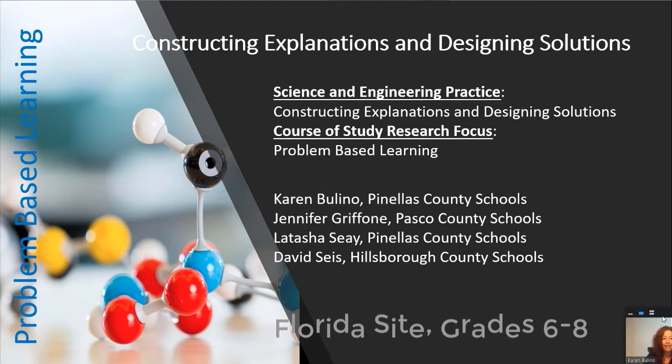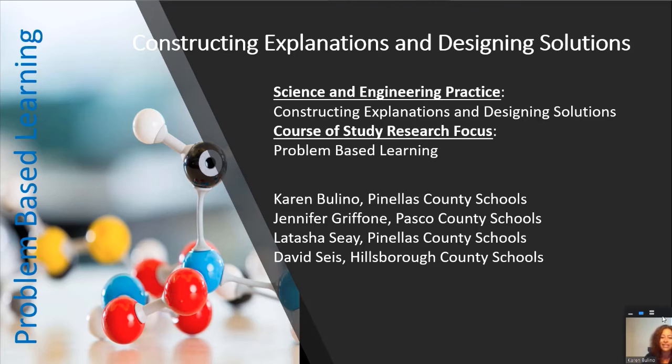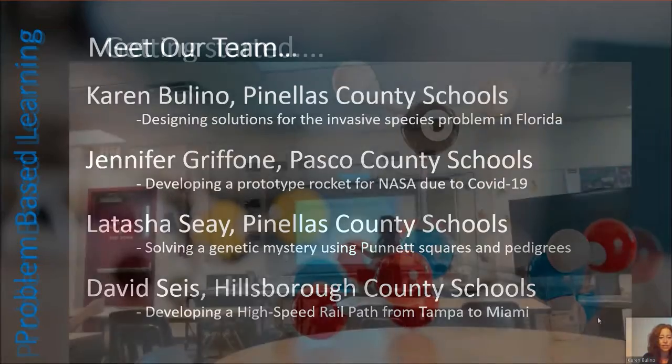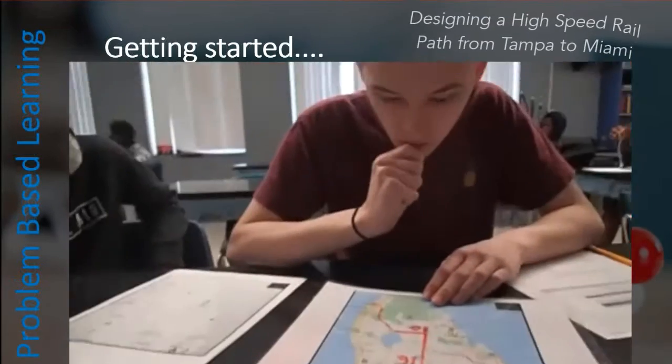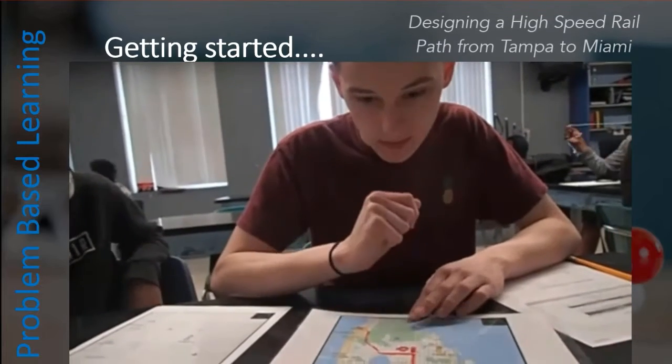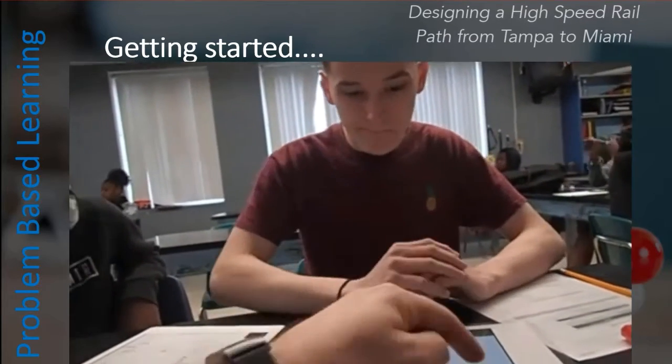The impact of problem-based learning through constructing explanations and designing solutions. So the idea is it's easier to get materials to where you're building the track if it's on highway, because highway's easy to get materials. But this would be like neighborhoods, and you'd have to buy people's houses and stuff in order to do that.